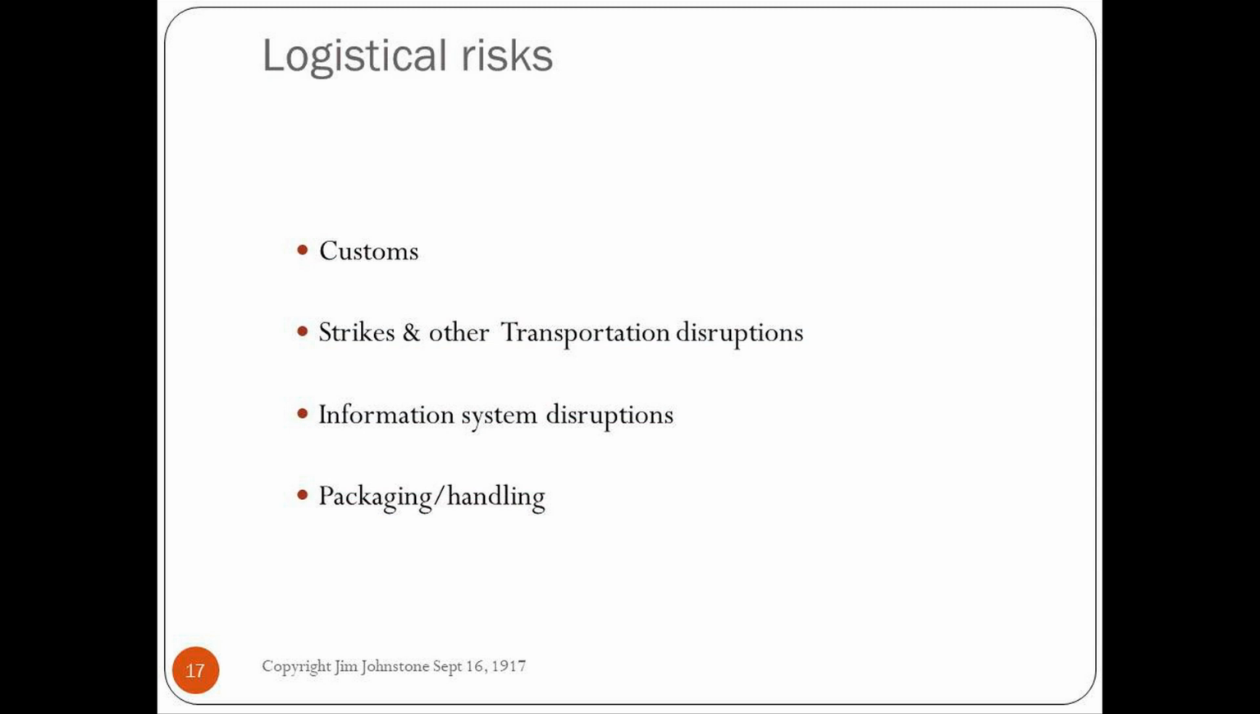Next, let's evaluate the logistical risk. Logistical risks are determined by how far away the supplier is, what kind of transportation mode that you're using to get the product from them to you, how that product is handled, and then you've got to look at information system disruptions. If your supplier doesn't get the order, they're not going to fill the order. So look at how well the information systems work between you and your supplier.